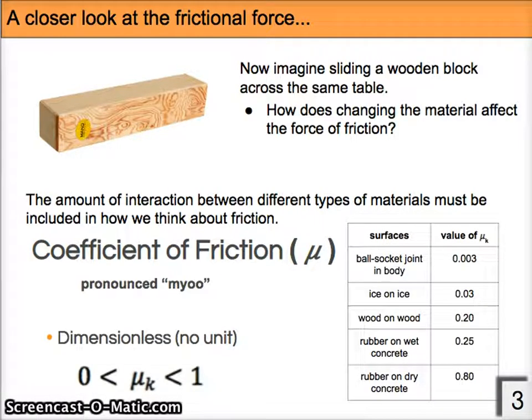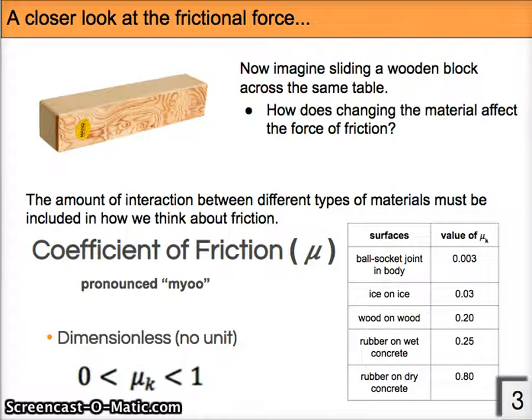So a little bit more about that. That number mu is always going to be something that is between 0 and 1, except for very rare situations. So that helps you decide whether your answers are coming out logically. Here are some common values of mu just for your reference. You don't need to write these down.